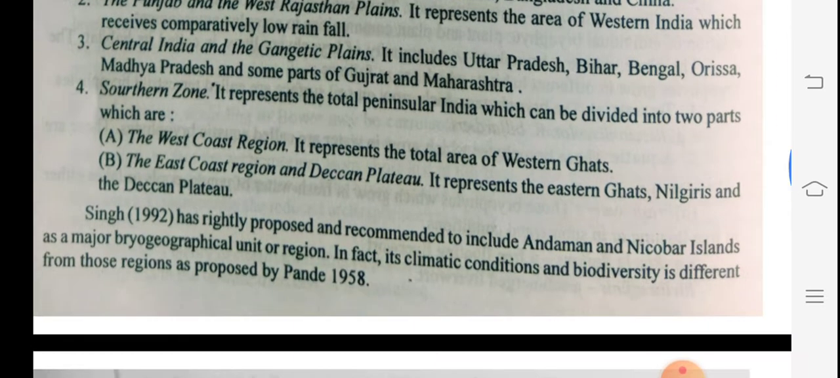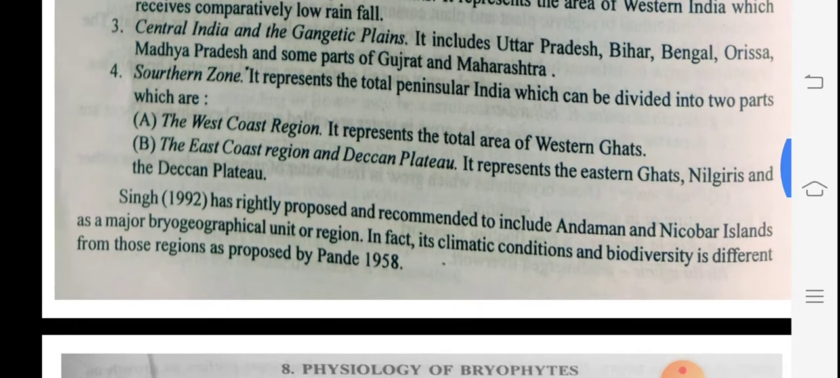Then Singh in 1992 rightly proposed and recommended to include the Andaman and Nicobar as a major biological unit or region. In fact, its climatic conditions and biodiversity are different from those regions as proposed by Pandey in 1958.